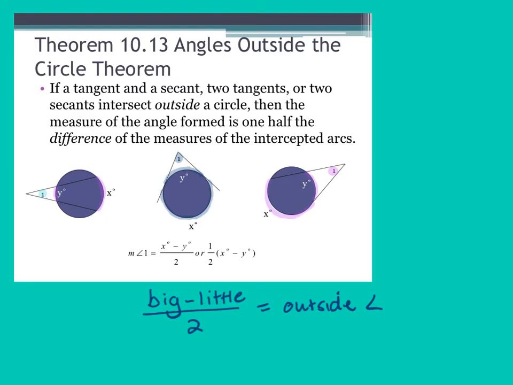So far we have four different types of angles. Angles at the center, which are central angles, those equal the arc. Angles that are inscribed, or on the circle, which are half the arc. Angles that are floating, where we add its arc and the vertical angle's arc, divided by 2. And then angles that are outside, where we do big arc minus little arc divided by 2. So four different types of angles and four different ways to find them.